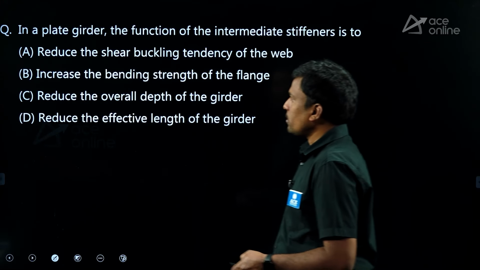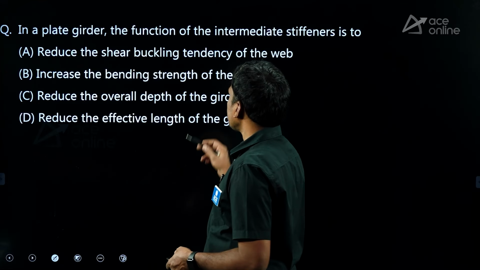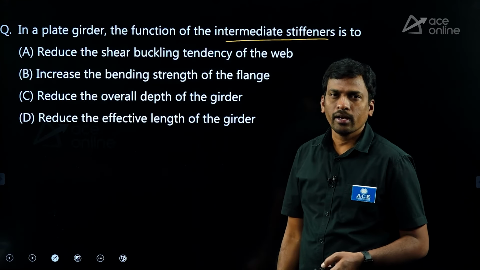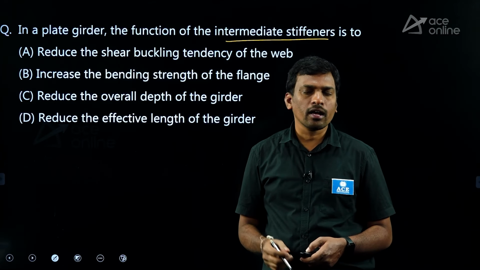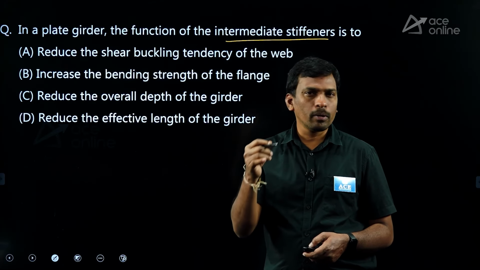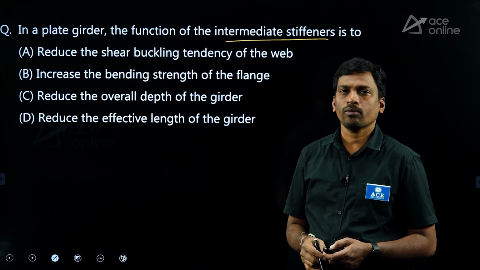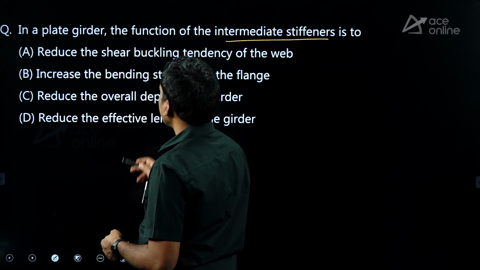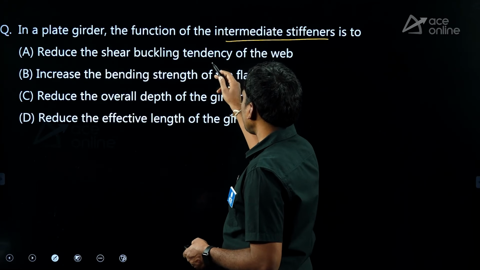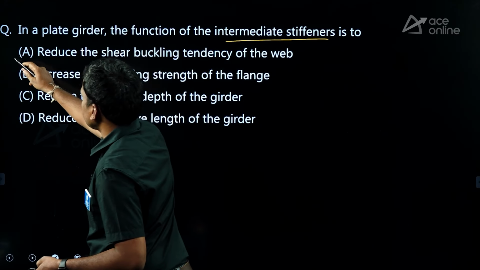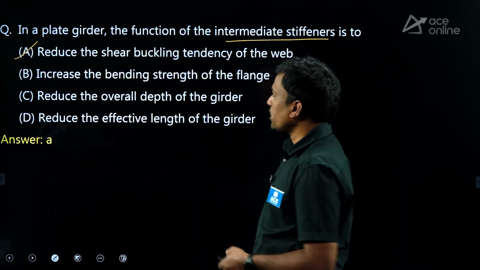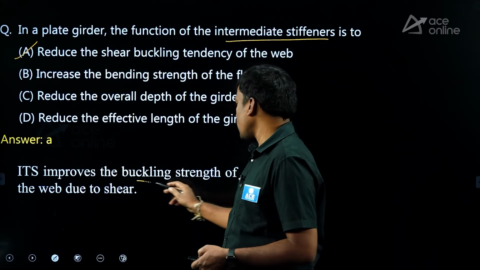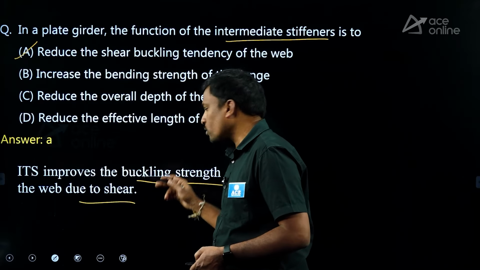Next question. In a plate girder, the function of the intermediate stiffeners is to... intermediate transverse stiffeners are used to prevent the web buckling, right? This is due to pure shear. So, reduce the shear buckling tendency of the web. Then option A is correct. So intermediate transverse stiffeners improve the buckling strength of web due to shear.